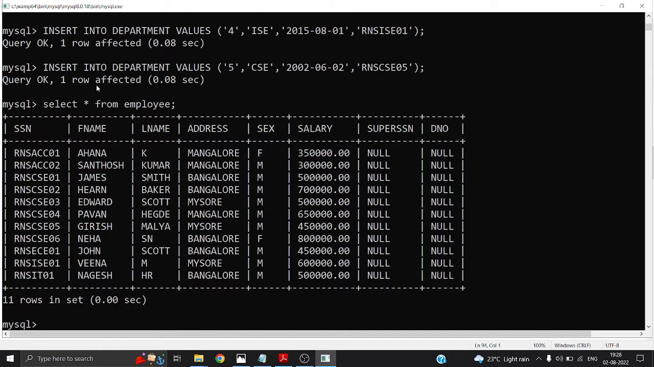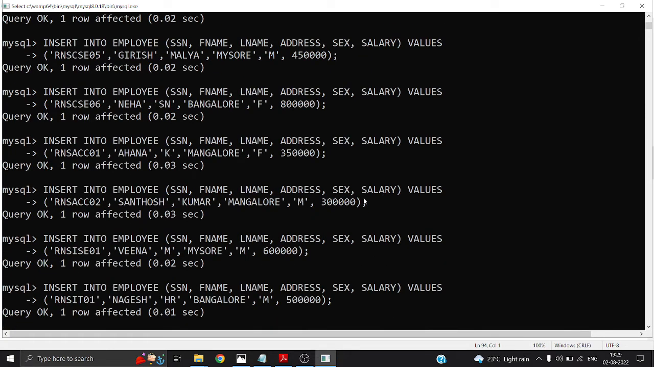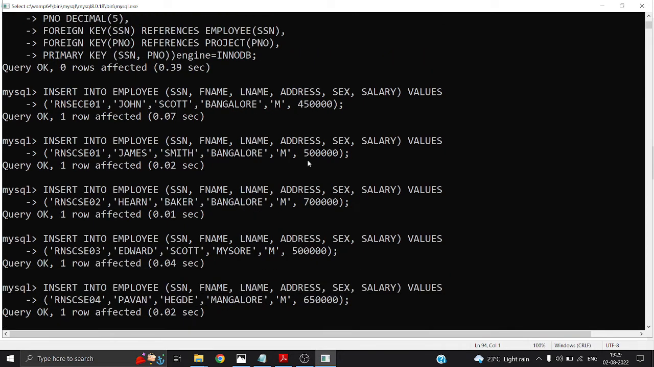That is employee, select star from employee. So now you can see in the employee table the SuperSSN information is empty, as well as the department number. Both details are empty while adding records into the table. Here you can observe we had skipped the 2 columns' information during the adding of records.